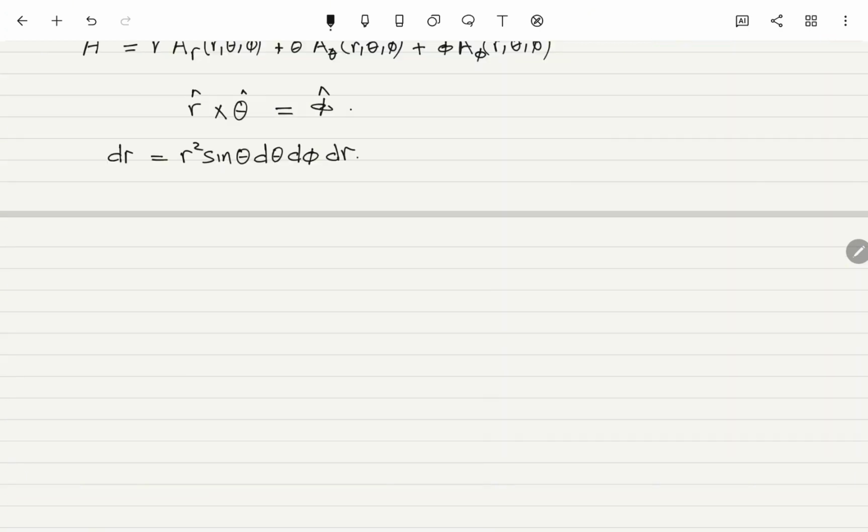Again, we are interested in four physical quantities. The gradient of psi is equal to r hat partial psi partial r plus theta hat over r partial psi partial theta plus phi hat over r sine theta partial psi partial phi. Another quantity is the divergence.